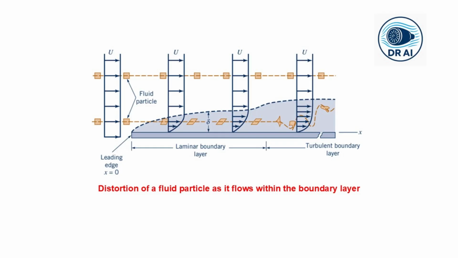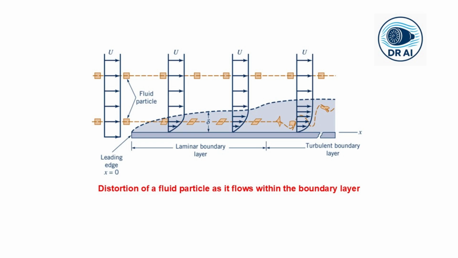But watch what happens when the particle enters the boundary layer. Because of the flow velocity gradient, with faster fluid above and slower fluid below, the particle begins to distort. The top moves faster than the bottom, so the rectangle shears into a parallelogram. It also begins to rotate. Now, the flow within the boundary layer is rotational. It has non-zero vorticity.